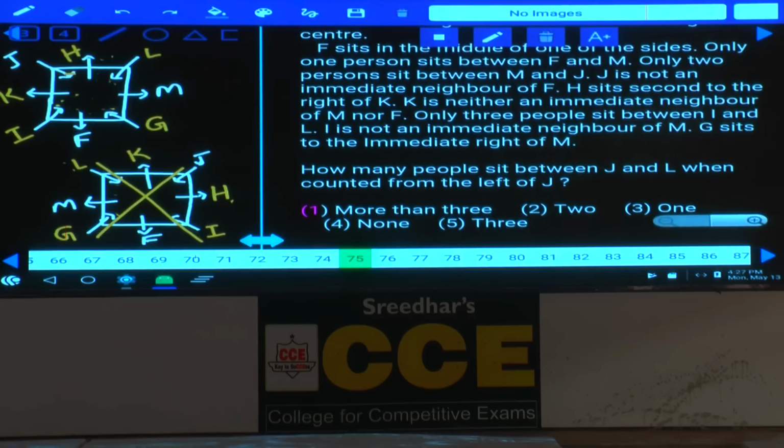Then 75, how many people sit between J and L, when counted from the left of J? Left of J, tell me how many people are in between J and L? 1, 2, 3, 4, 5. There are 5 persons in between J and L. When counted from the left of J, sorry, now J is facing towards the center. When counted from the left of J, there is only one person, that is H. H, that is choice 3. And this is about question number 71 to 75.